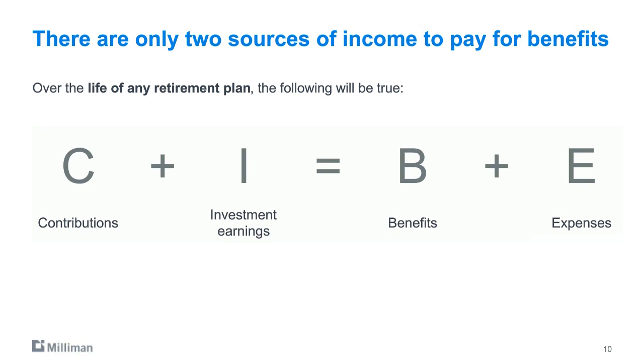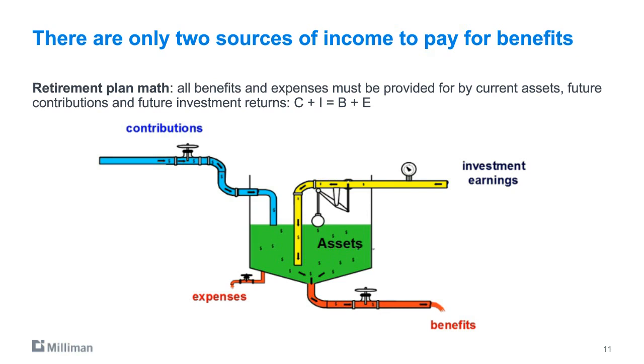This is a pictorial representation of that, where you have contributions coming in, and investment earnings. For those of you who are mechanically savvy, you'll notice that this valve can go either direction. The yellow pipe has some valving, so that investment earnings can either add to or subtract from the pool of assets, and from that pool of assets we pay benefits and expenses.